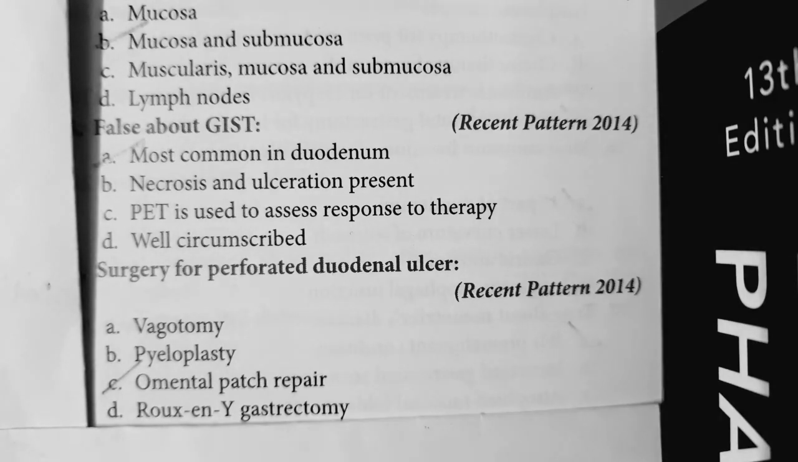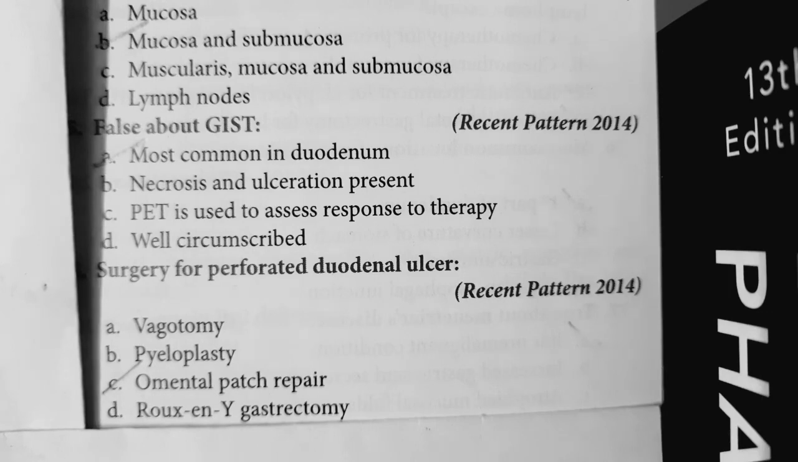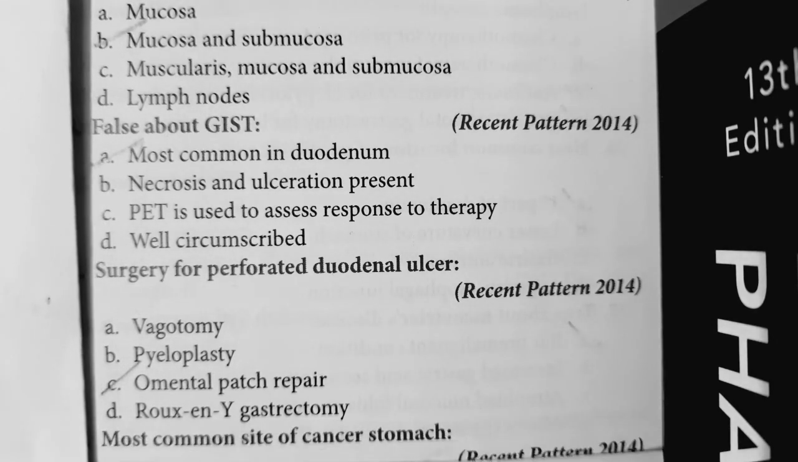Here, we will have to repair the perforated part and then put an omental patch to close the defect. This procedure is called modified Graham's patch closure. Then, the most common site of perforation of peptic ulcer is duodenum, and in the duodenum the most common site of perforation is the first part of duodenum, and among the perforations, anterior perforation is most common.